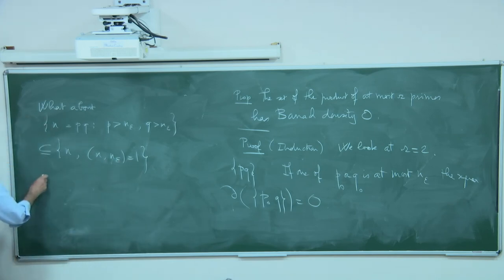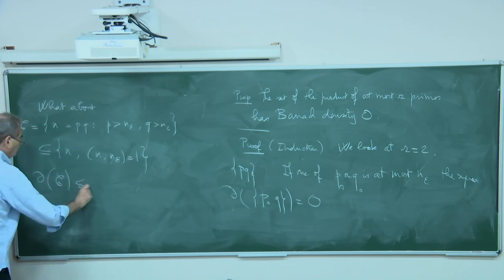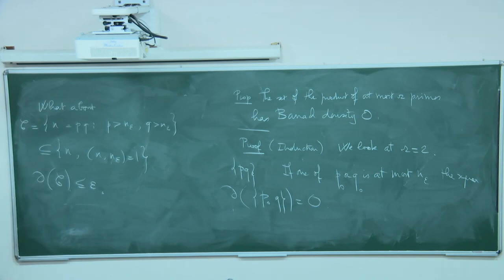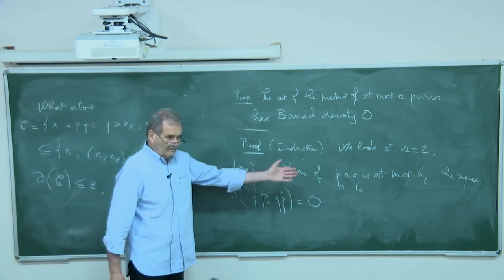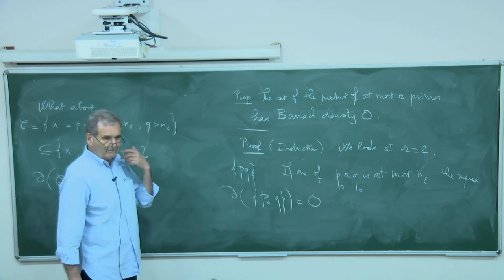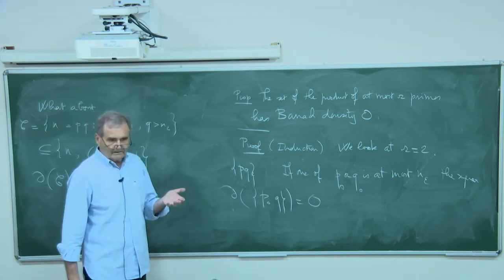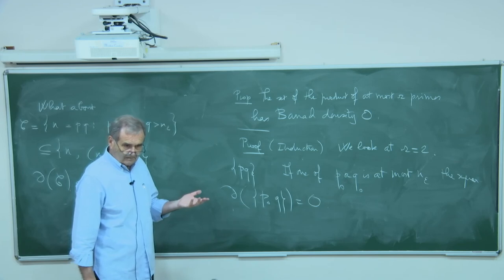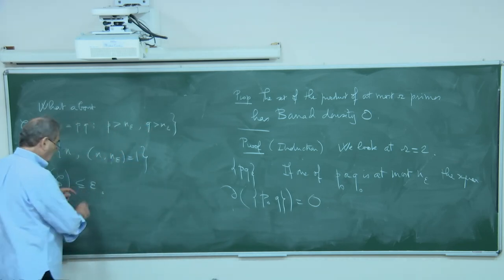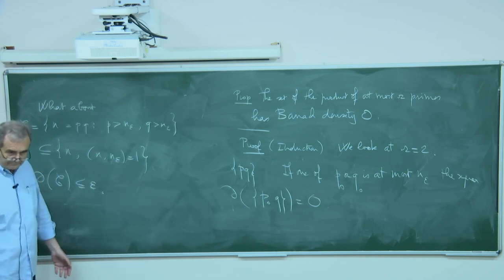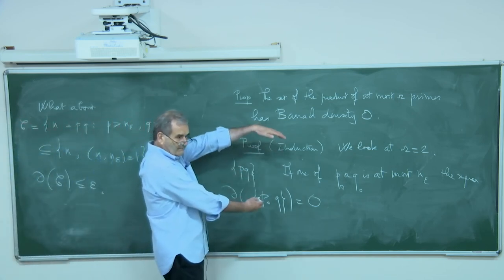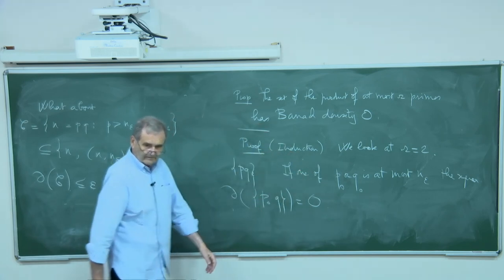The density of this set, let us call it C, the density of C is at most epsilon. So it is the union of a set which has density 0 and a set which has density at most epsilon, so it has density at most epsilon. And since this is true for any epsilon, it has density 0. Of course, there will be many of them, but they still have density 0.